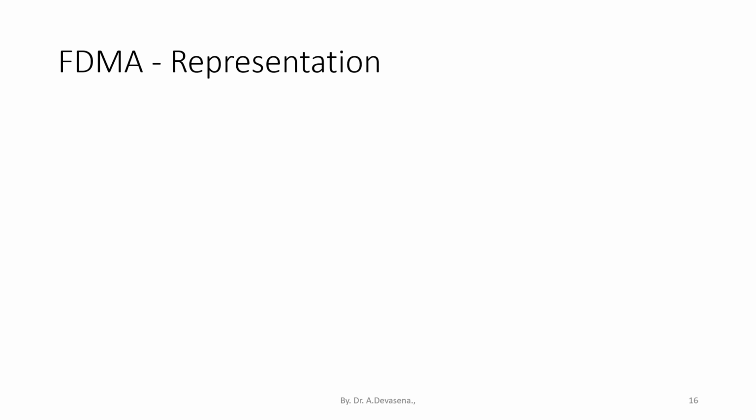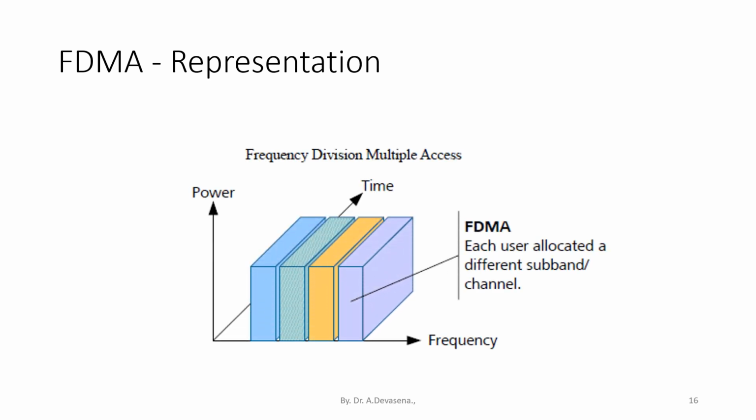Let us see the FDMA representation. This is the representation of the FDMA. Here, each user is allocated a different subband or channel. This is indicated in the diagram.